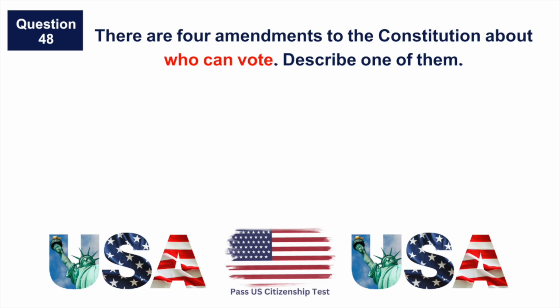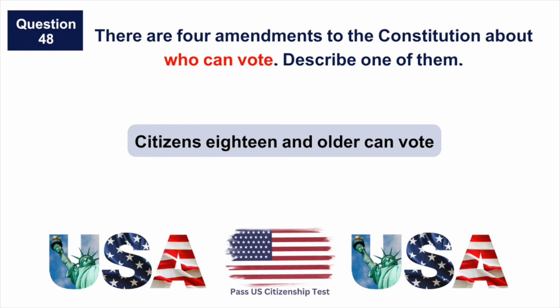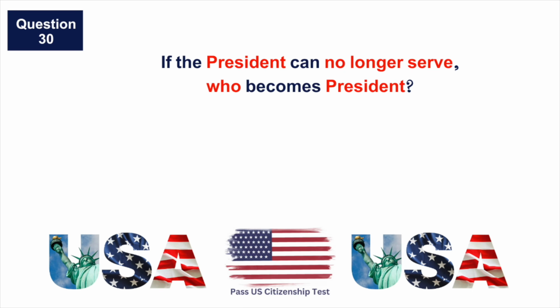There are 4 amendments to the Constitution about who can vote. Describe one of them. Citizens 18 and older can vote. If the president can no longer serve, who becomes president? The vice president.